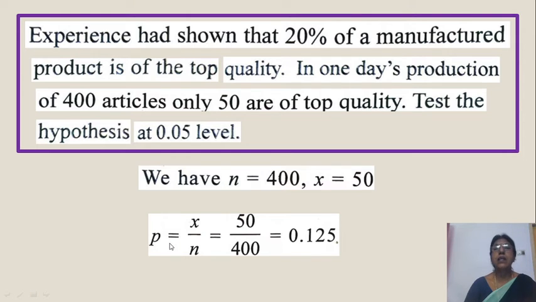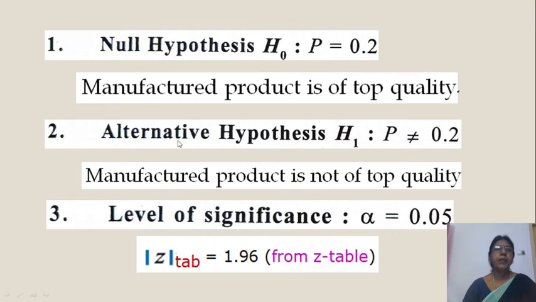So now we are going to test the hypothesis. What is that? Manufactured product is of top quality. Experience has shown that 20% of manufactured product is top quality. Alpha is given. Null hypothesis H0: P is equal to 0.20, that is 20%. In numbers, P is equal to 0.2. The sentence means the manufactured product is of top quality, 20% of the product is top quality. We have taken that as the hypothesis, and we need to check whether the hypothesis is correct or not.